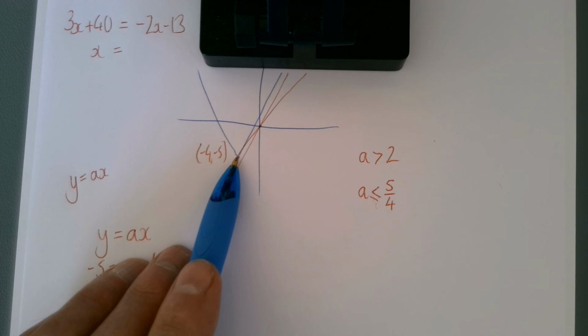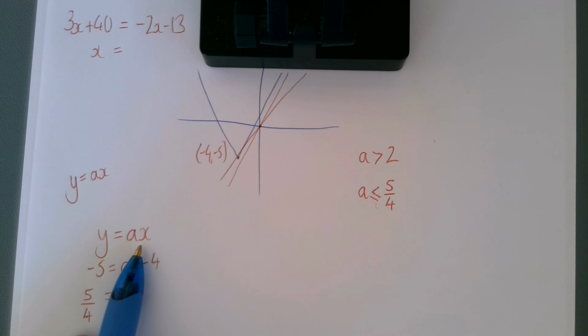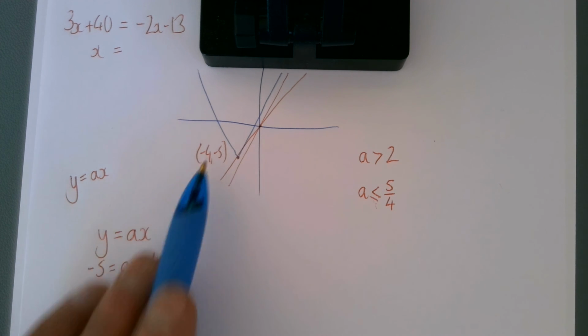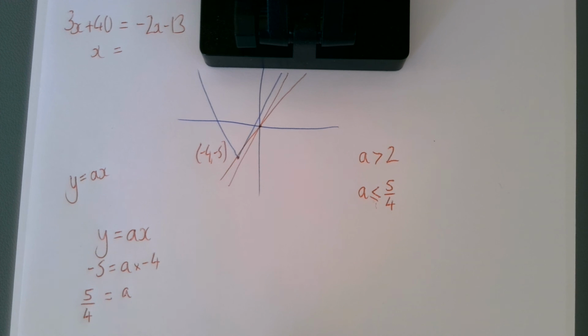I worked out the point at which that line would cross down there by taking y equals ax and making y minus 5, x minus 4. It's a tricky question. It is a tricky question.